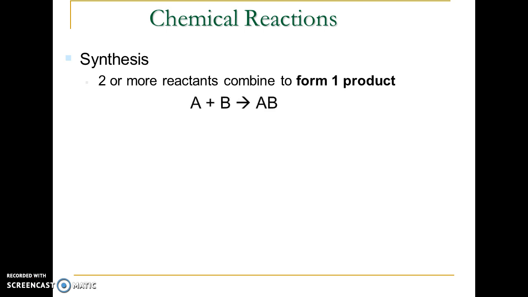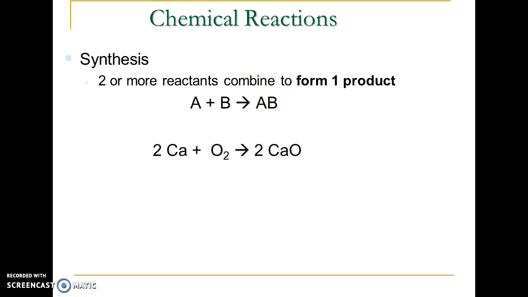Here is the general equation for a synthesis reaction. You can also find this in your reference table on page 6. Here we have our reactants. We have 1, 2 reactants forming or yielding one product. I know that there are 2 reactants here because there's only one plus sign. And I know there's only one product here because there are no plus signs.